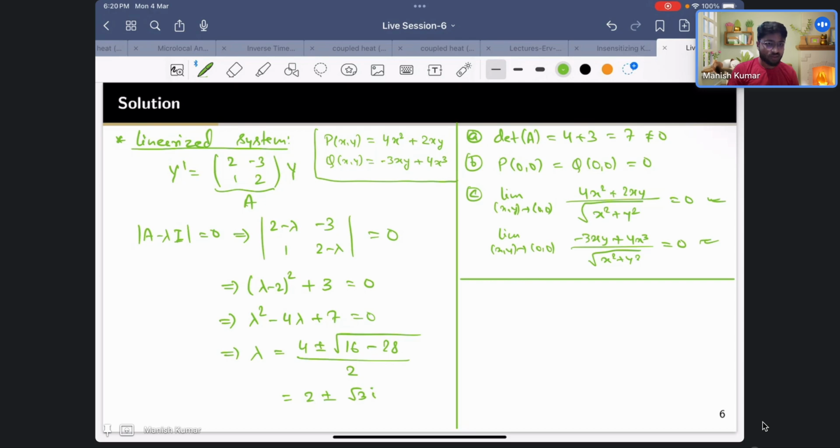So looking at the linear system, we can conclude about the nonlinear system, right? Because all the assumptions are true. Here you can see the real part of the eigenvalues lambda_i. Let's say lambda_1 equals 2 plus root 3 i, and lambda_2 is 2 minus root 3 i. So this real part is 2, which is positive, right?